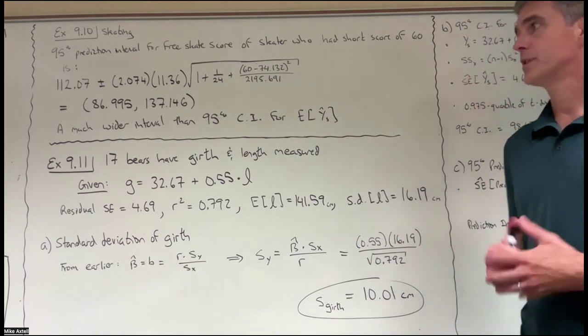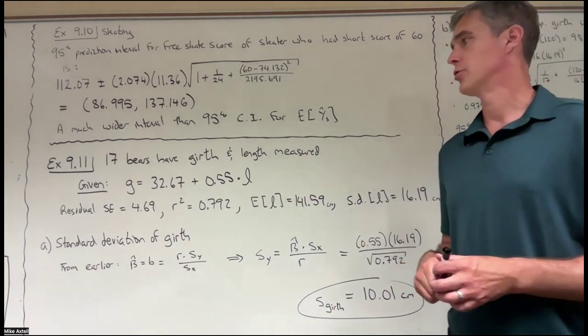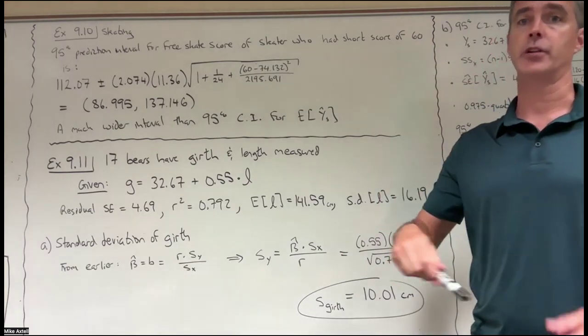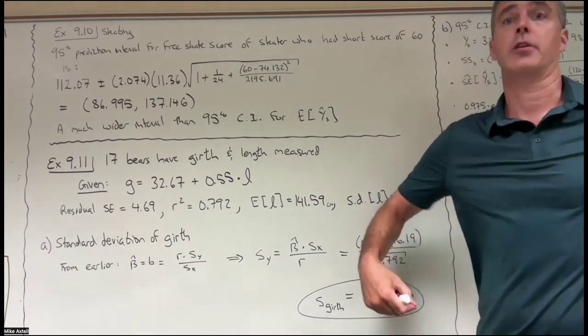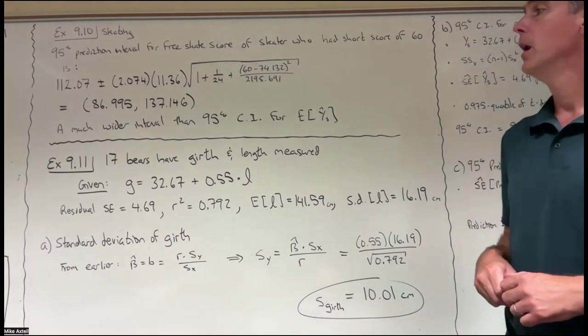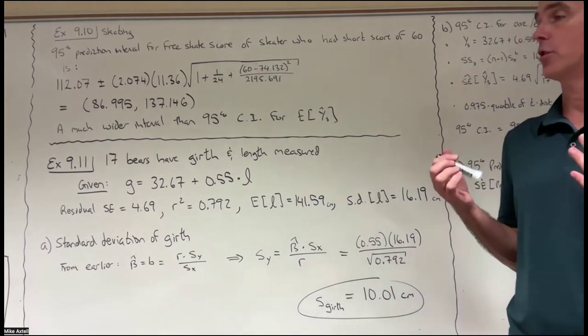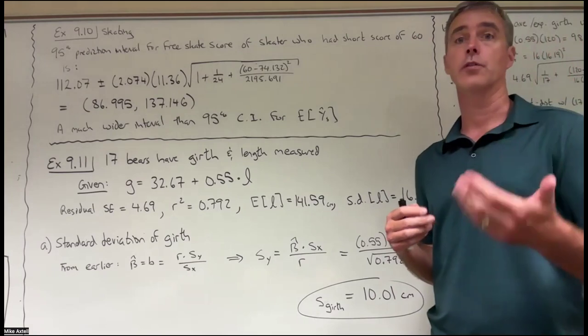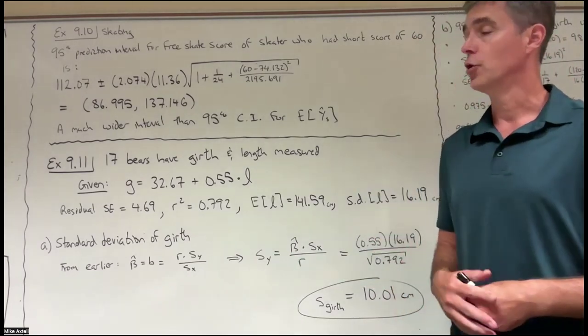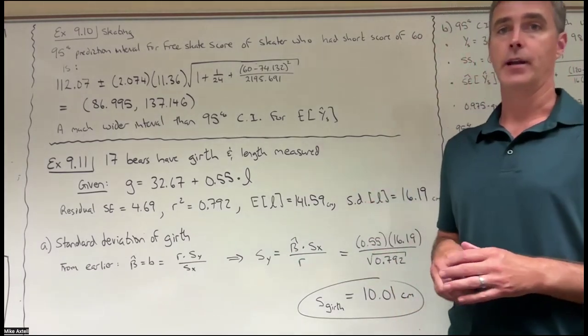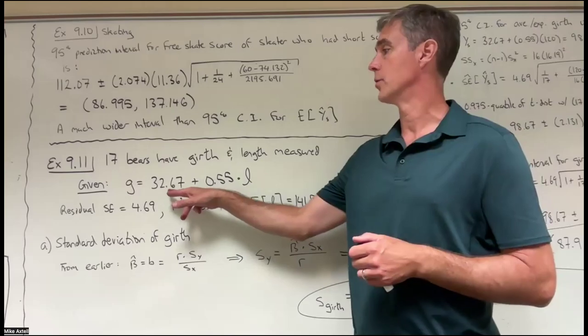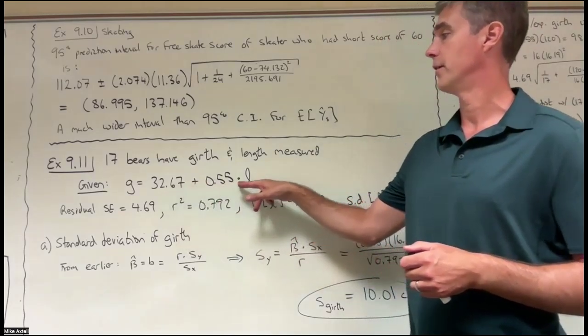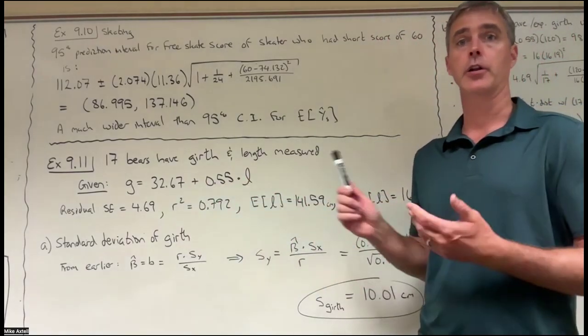So in this example, 17 bears have been tranquilized and measured. We've measured the length of the bear in centimeters and the girth, which is basically the circumference of the bear's torso, right? And we would like to see girth as a function of length, all right? So they give the data to R, and R spits out a linear model. G equals 32.67 plus 0.55 L, okay? So there's our linear regression model.